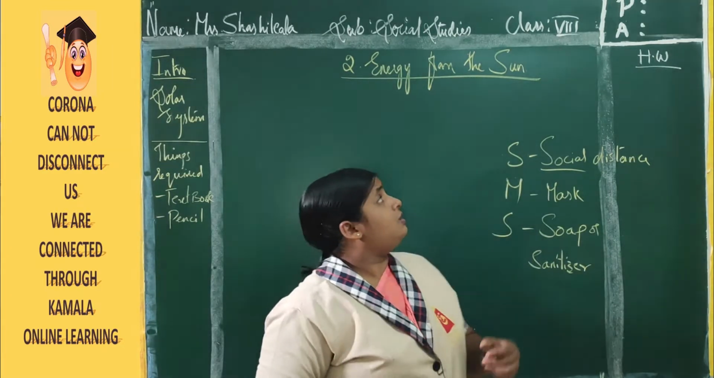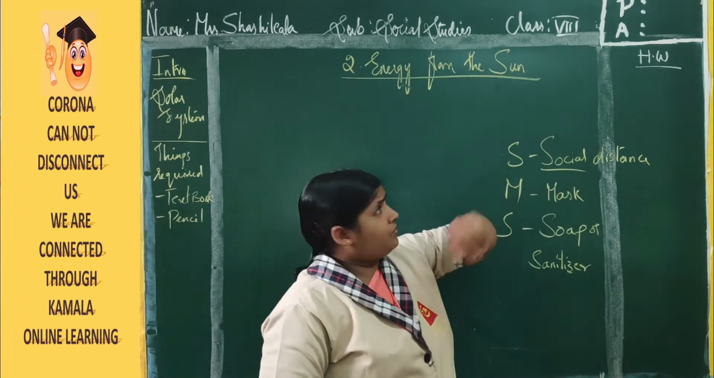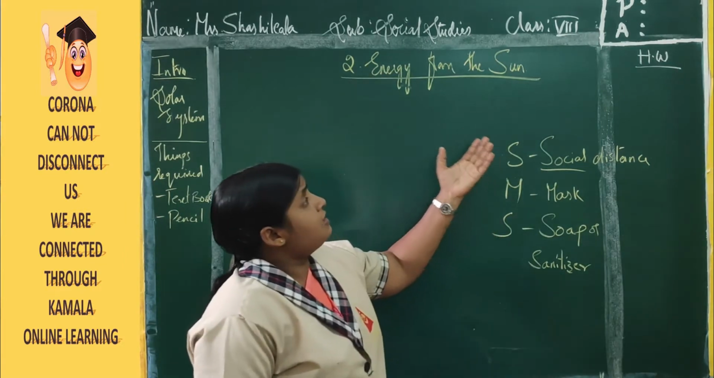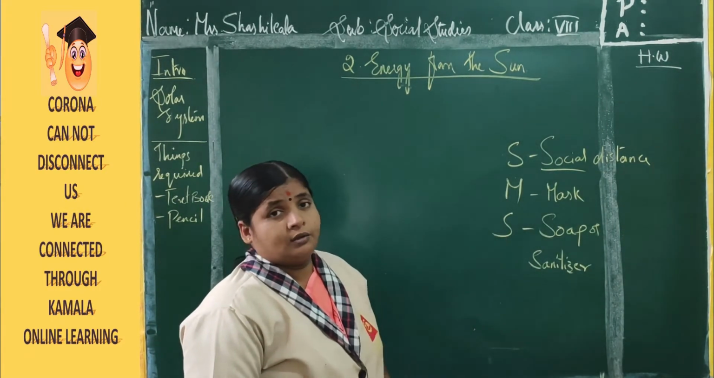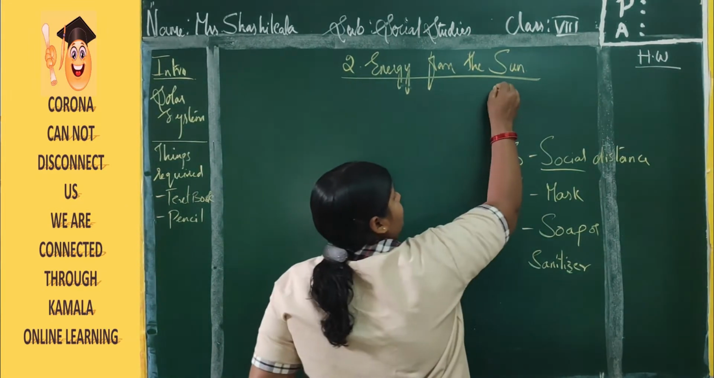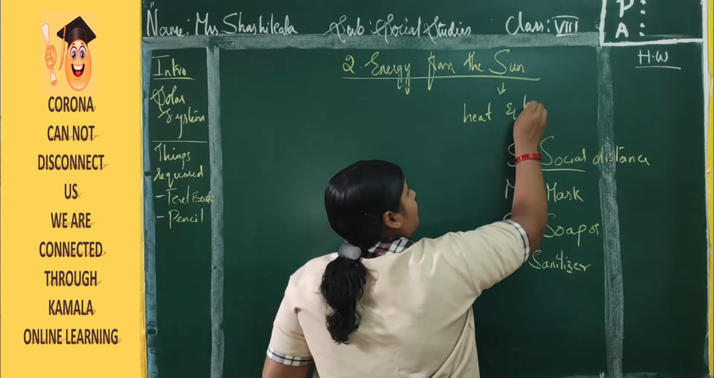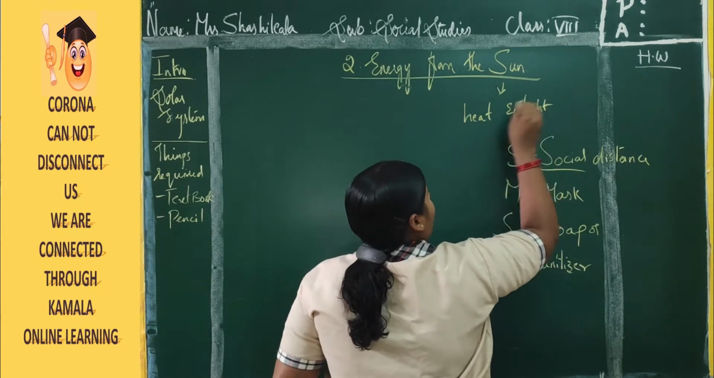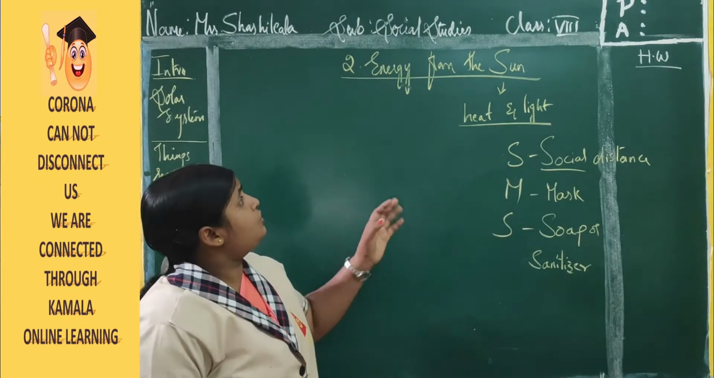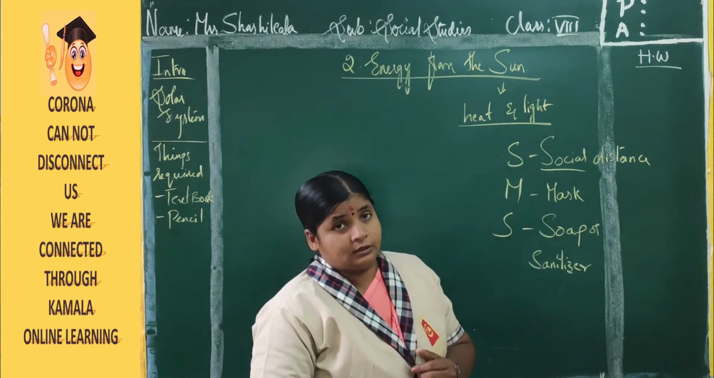In the same way, here, the energy from the sun. For giving energy to us, does the sun require any food? No. Why? Because the sun is a natural object that gives us light and heat. What does the sun give to us? Heat and light.